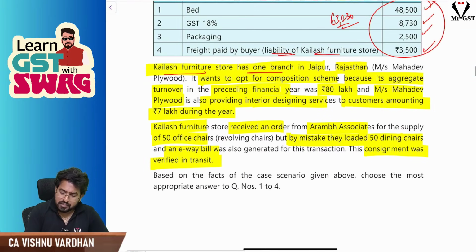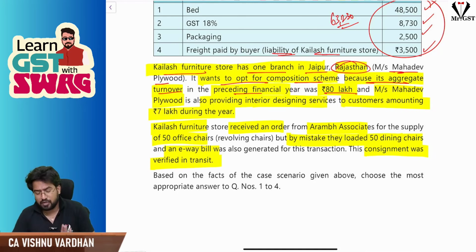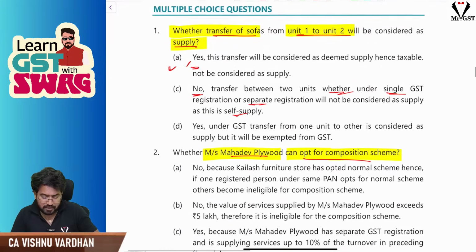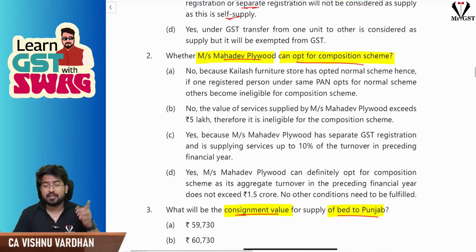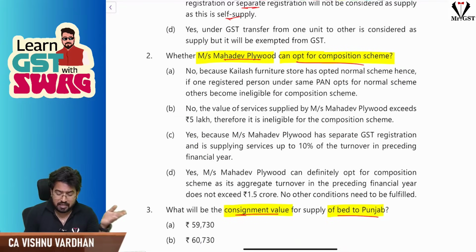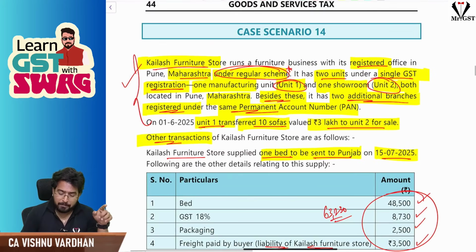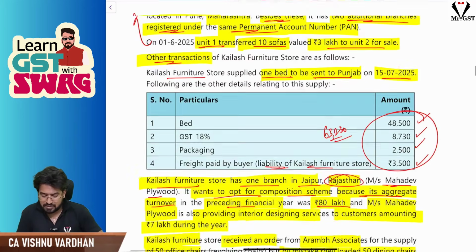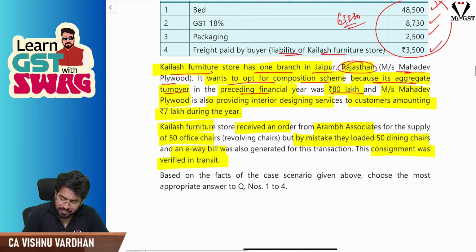Kailash Furniture Store has one branch in Jaipur, Rajasthan, called Mahadev Plywood, and it wants to opt for the composition scheme because its aggregate turnover in the preceding financial year is 80 lakhs. See, first of all, here they asked you in the question whether they can opt for the composition scheme or not. And this person is running two businesses. One is Kailash, the other name is Mahadev. And Kailash, if you remember the question's beginning, they said it is under the regular scheme. So with the same PAN, if you see here, Kailash Furniture has one branch in Jaipur, Mahadev Plywood.